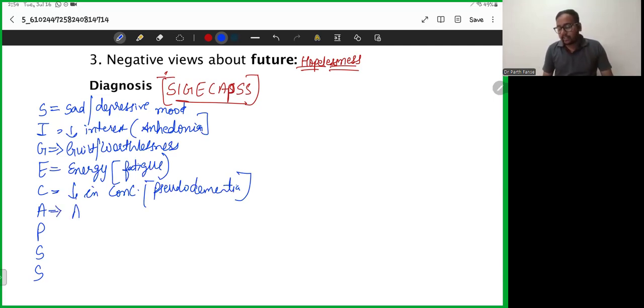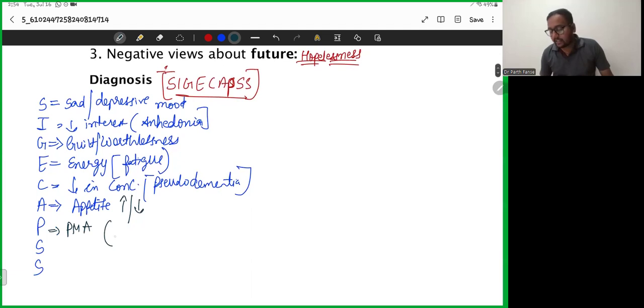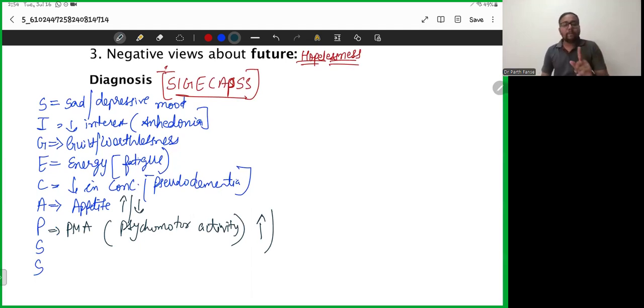What is A over here? A is appetite. Appetite is a debatable thing. In some patients there can be an increase, and in some patients a decrease in appetite. What is P over here? P is PMA, that is psychomotor activity. Why have I mentioned it in black color? Because it is the same as appetite. In some patients it increases, and in some patients it decreases.